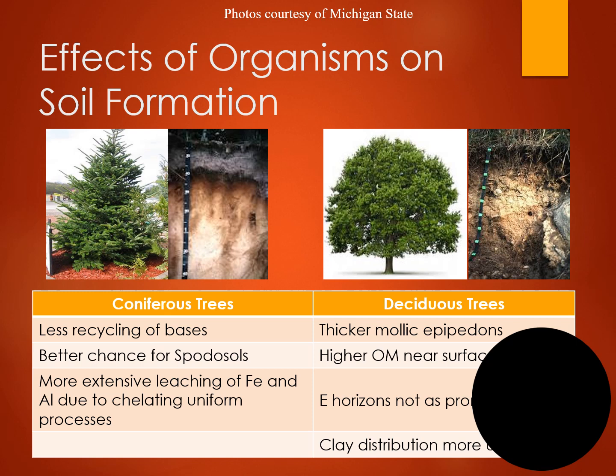Okay, nothing has been washed through this profile like it has in the coniferous tree forest. We have much more organic matter near the surface. The E horizon is not as pronounced, and the clay distribution is more even throughout the soil profile. So this is a great example of how just the type of tree present can change soil drastically, really highlighting the effect that organisms have on how soils form. Most of Indiana, by the way, was formed under either deciduous trees or grassland.